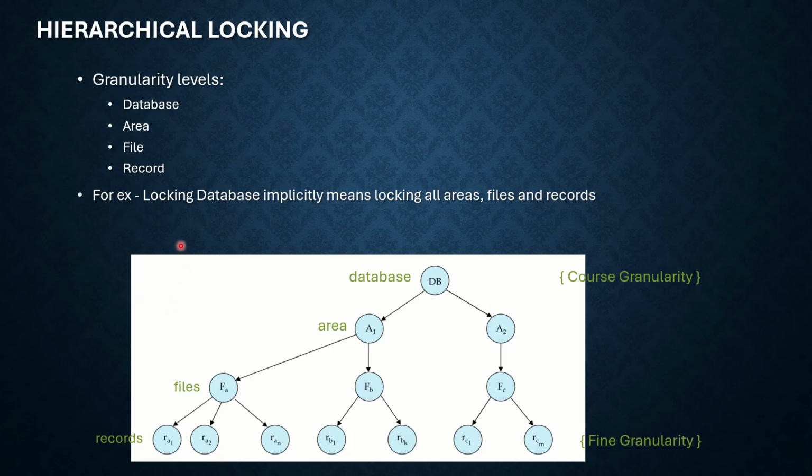So let's talk about how we have divided our granularity levels. The first level is database, then area, then files. I have already talked about this. I have mistakenly rewritten this line, locking database implicitly. I might have copied it from previous slides and pasted it here mistakenly. I need to remove it, but I forgot. So in this example, I am talking about how we have divided the data into multiple granularity levels. Here, coarse granularity. Granularity means the size of the data item.